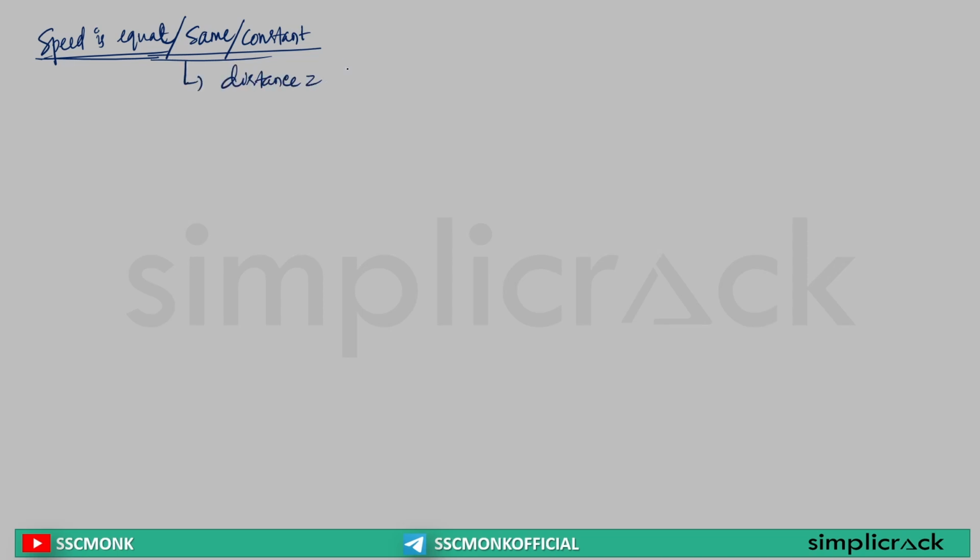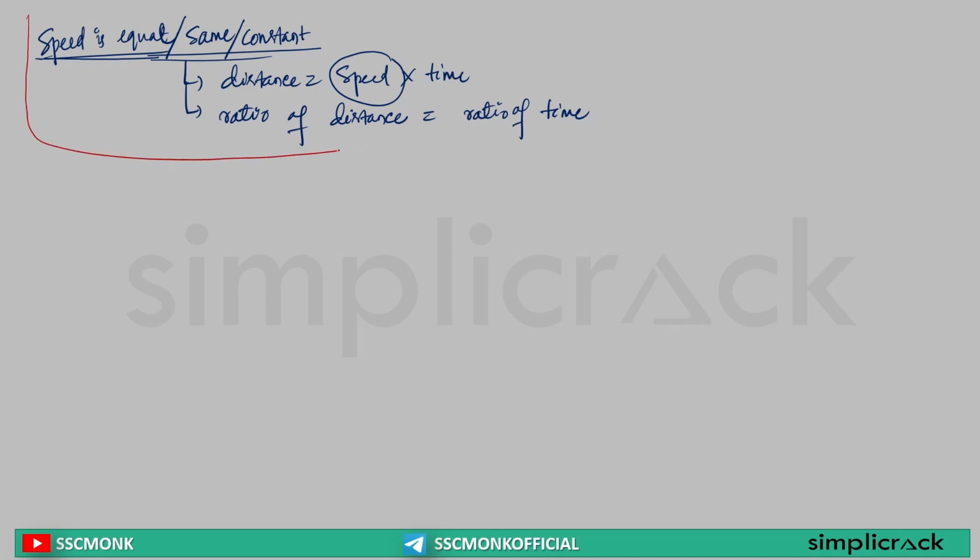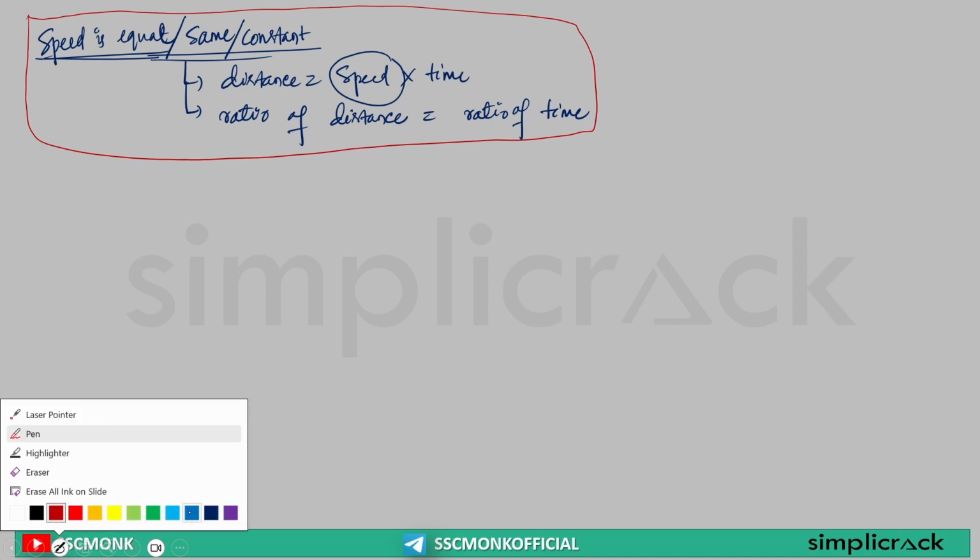Distance is known as speed multiplied by time. Now if speed is the same in both cases, that means the ratio of distance is equal to the ratio of time. Clear? So this is the third most important concept you need to understand. I hope I do not need to help you understand this. Sorted?